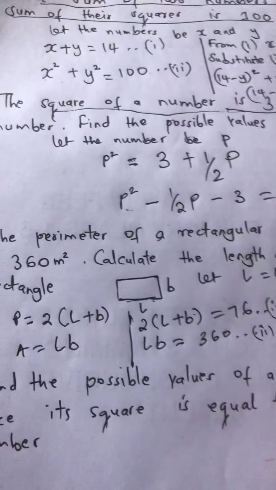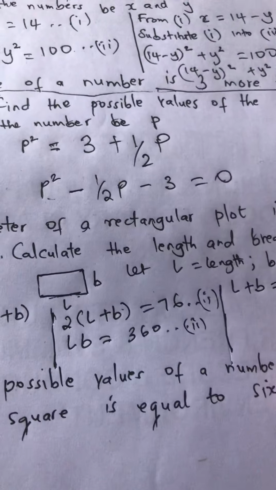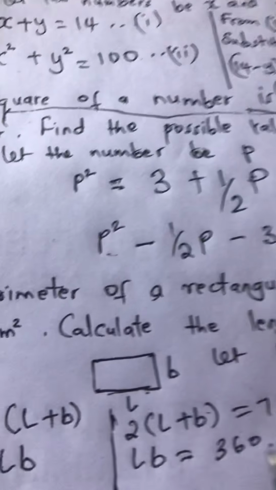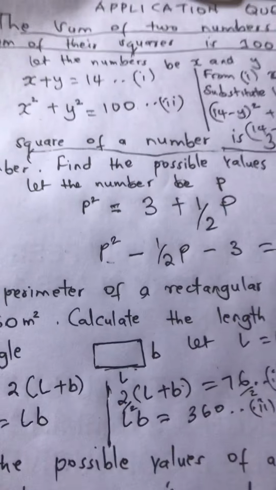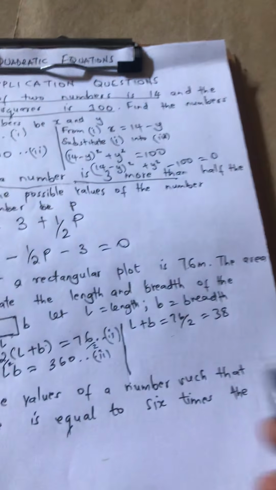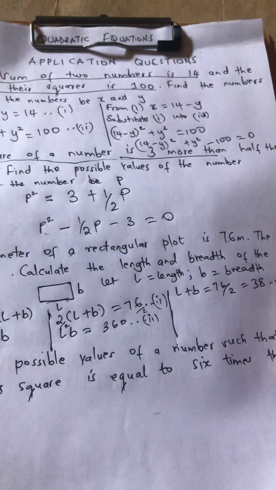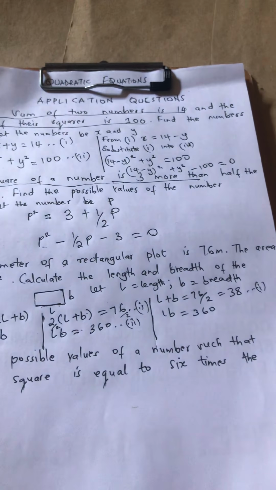As usual, itakuwa L plus B is equals to 76 over 2. I hope you can be able to see. Divide this side by 2, divide that side by 2. So this is 38. L plus B is equals to 38. Call that your equation 1. Then LB is equals to 360.